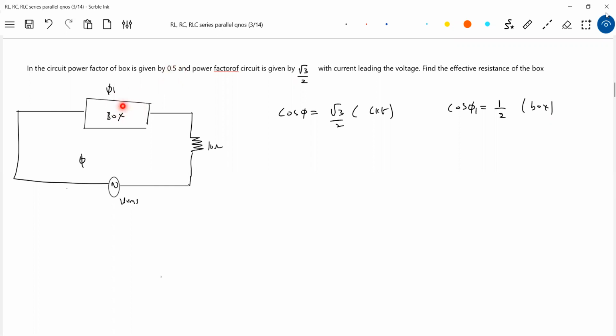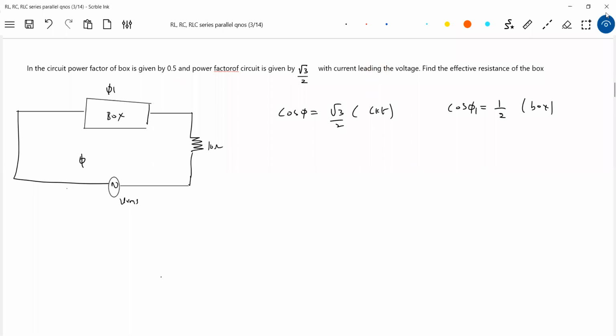So therefore what should happen? It should have some reactive as well as resistive element. Then what element are you going to assume? Reactive: is it an inductor or a capacitor? Look at the total circuit. Power factor is leading, current leading the voltage. So therefore there must be a capacitor and a resistor inside the box. This is the interpretation you're supposed to do.